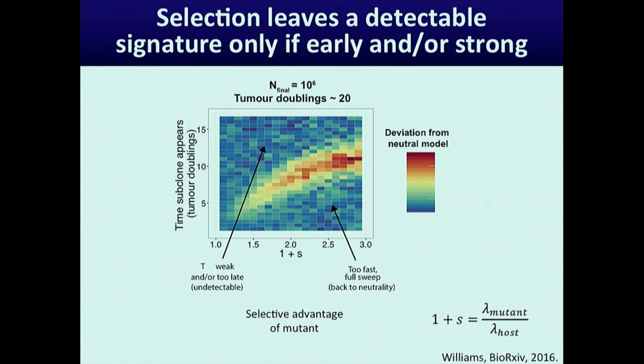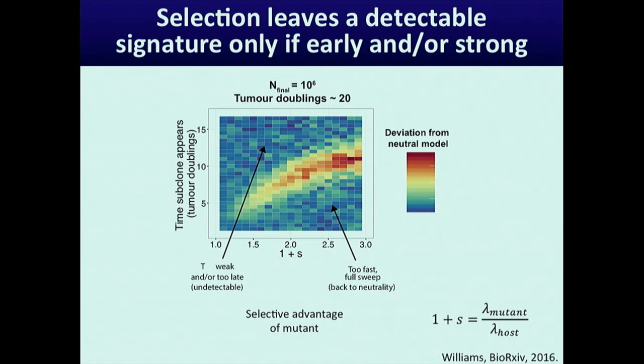So this is a heat map of the selective advantage of a subclone against the time at which that subclone appears. And the colour says when there was a detectable deviation from the neutral null model of the variant allele frequency histogram. And you can see that this heat map is only coloured in the central region of the plot. So when selection was either too weak or too late, we had no hope of seeing it because it didn't cause a significant deviation from the null variant allele frequency histogram.